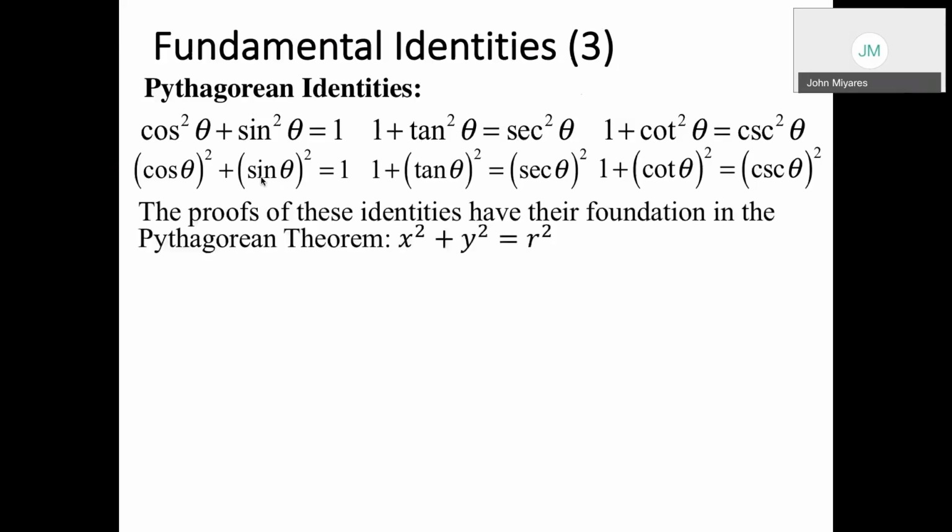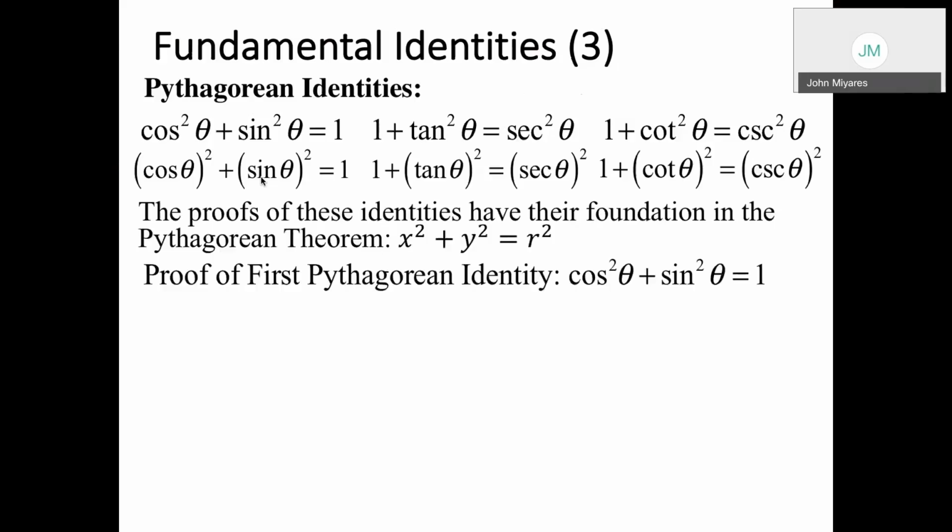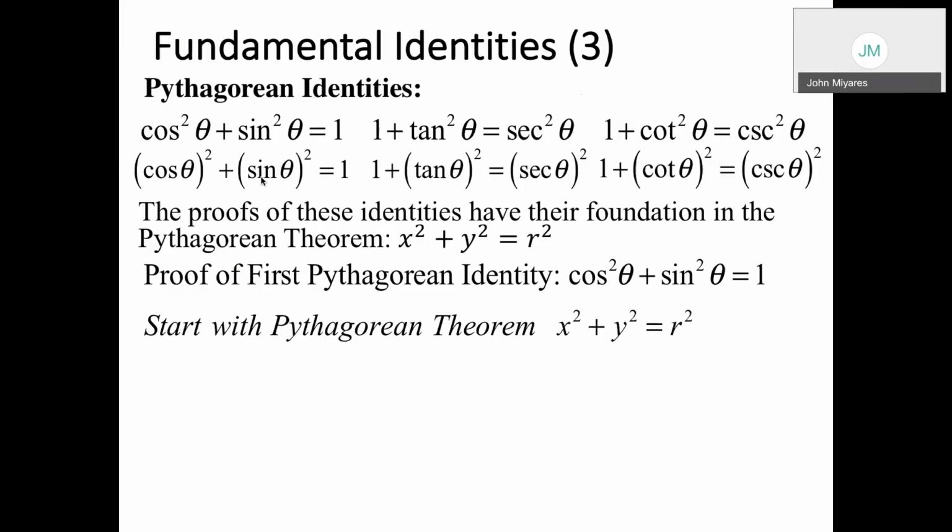The proofs of these identities have their foundation in the Pythagorean theorem, x squared plus y squared equals r squared. Let's say I want to prove the first identity, cosine squared of theta plus sine squared of theta equals 1. We're going to start by writing out the equation from the Pythagorean theorem as x squared plus y squared equals r squared.